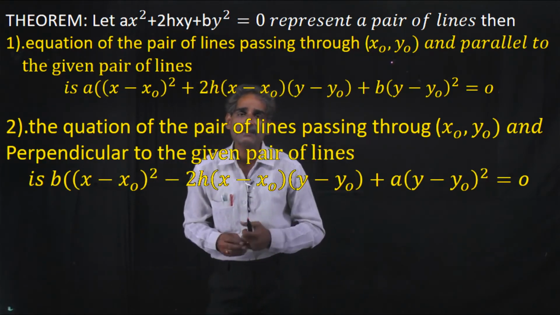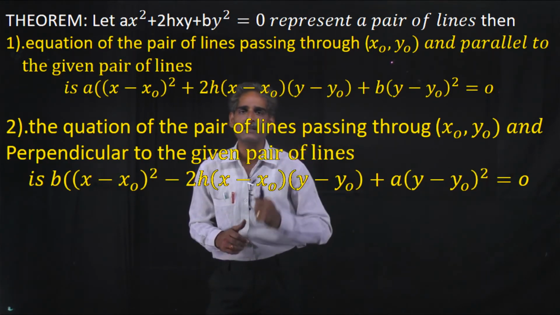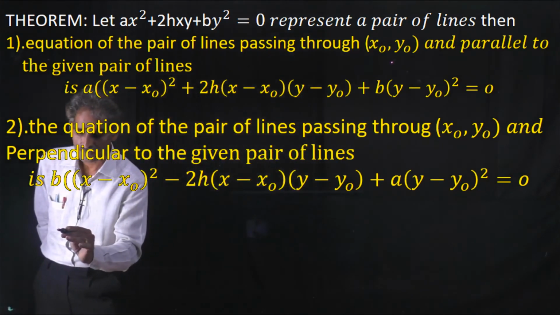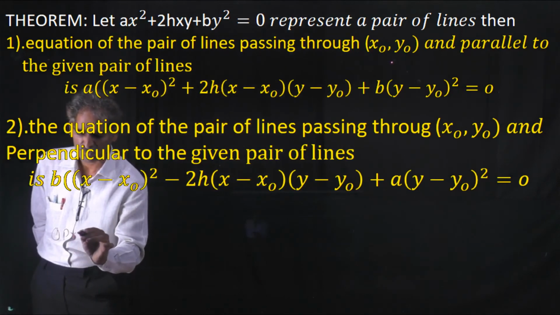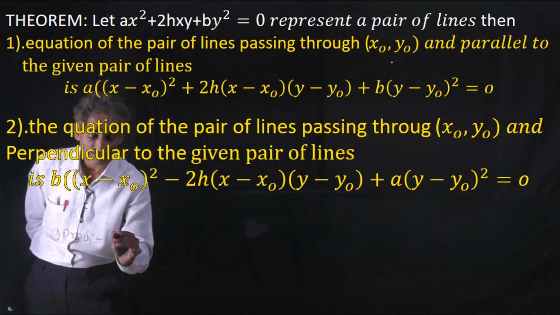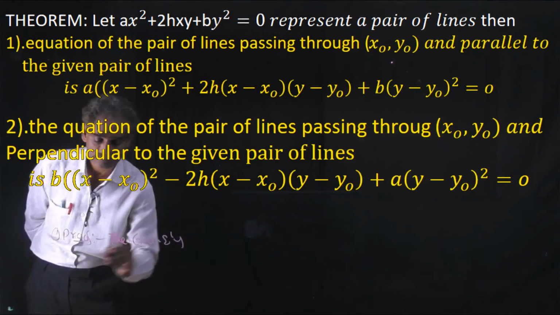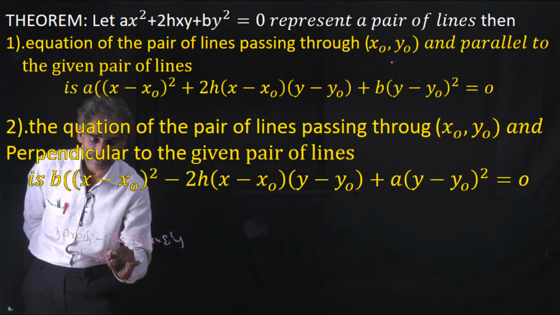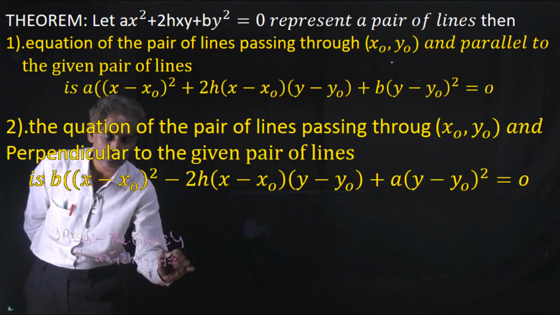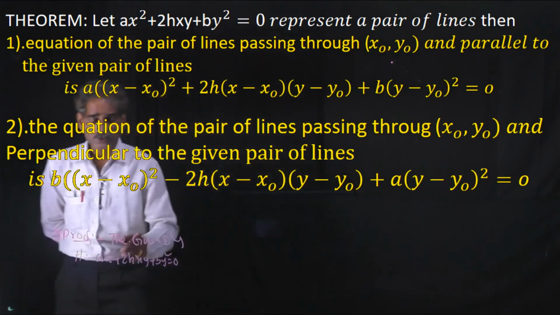So first of all, observe the first one. How will you write the equation of the pair of lines passing through some point and parallel to the given pair? First of all, what about the given equation? So, proof for the first one. The proof is not important. The given equation is ax² + 2hxy + by² = 0.